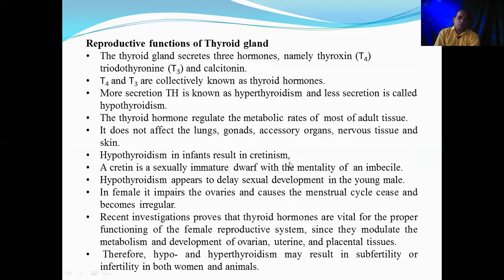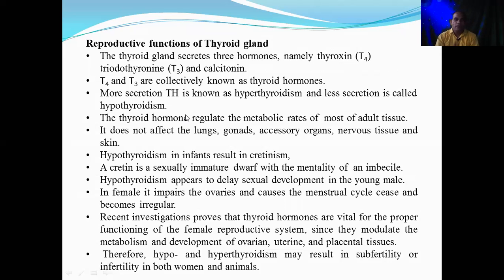Now we should see the functions of the thyroid gland. The thyroid gland secretes three hormones, namely thyroxine, T4, triiodothyronine, T3, and calcitonin. T4 and T3 are collectively known as thyroid hormone. More secretion of thyroid hormone is known as hyperthyroidism, and less secretion is called hypothyroidism. The thyroid hormones regulate the metabolic rates of most of the adult tissue. It does not affect the lung, gonads, accessory organs, nervous tissues, and skin.